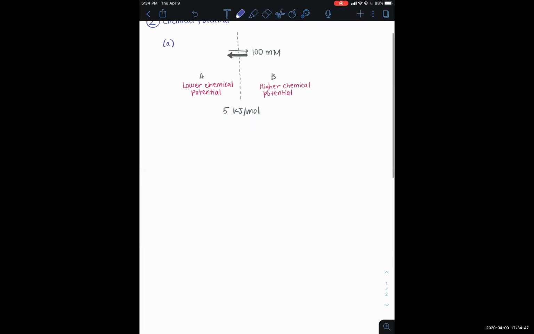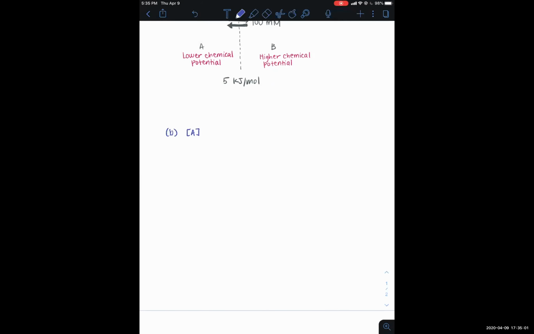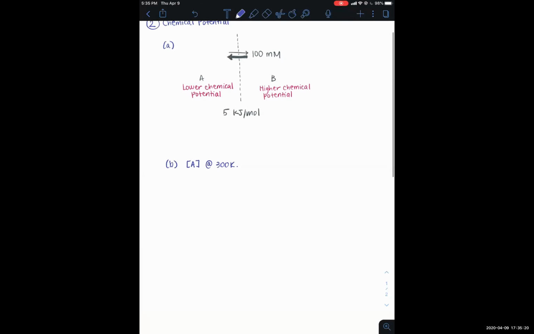All right, we can move on with part B then. Okay, so part B asks for the concentration in region A at 300 kelvins. Now, this concentration refers to the initial concentration in region A, so before the molecules have equilibrated with each other. And so that means that there is a difference in chemical potential in each region.